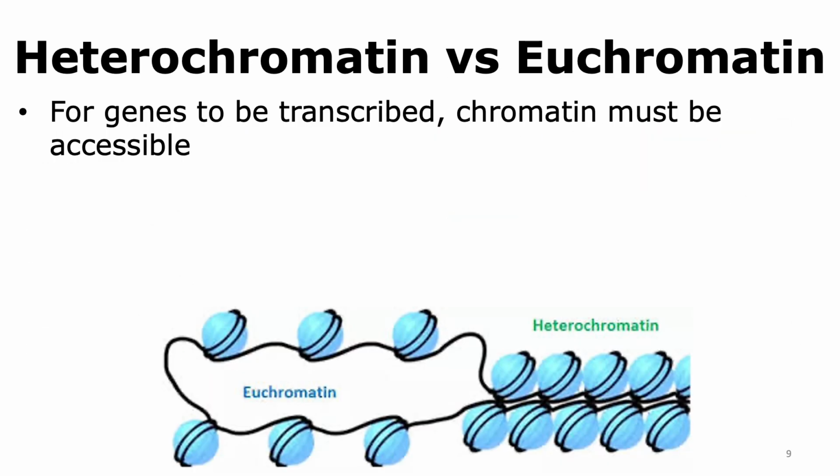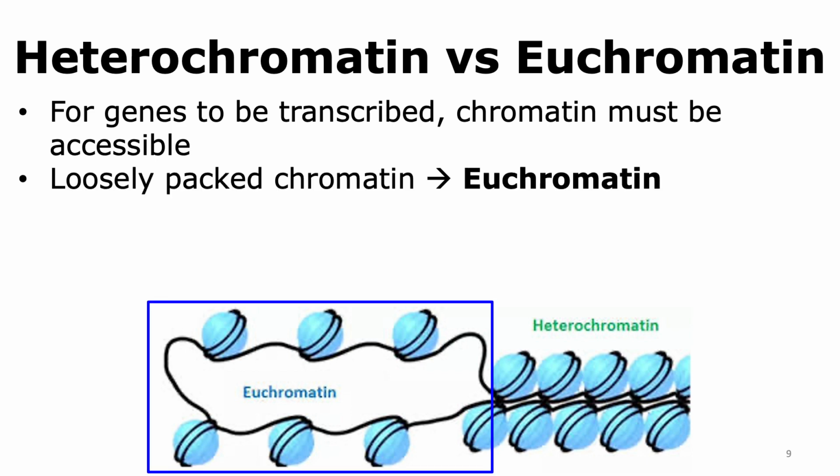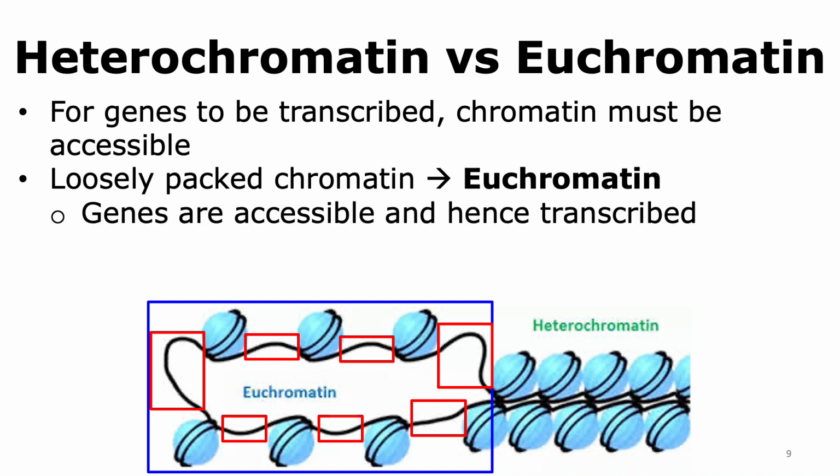For genes to be transcribed, the chromatin must be accessible to the different proteins that play a role in gene transcription. When the chromatin is loosely packed, as shown in the figure below, especially the portion in the blue box, then that kind of chromatin is called euchromatin. As you can see in that figure, the small red boxes show sequences of DNA that are available or accessible. And thus, if there are genes in these regions, then these genes are also accessible to various proteins that are involved in transcription and hence will be transcribed.